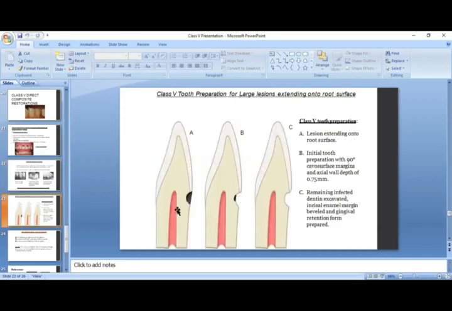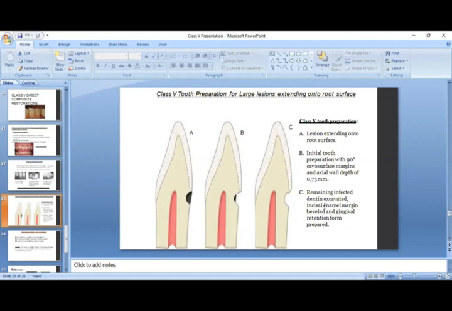This is the class 5 caries lesion, which is extending into the root surfaces. For the initial preparation, the cavosurface margin should be 90 degrees and the axial depth should be 0.75. Axial depth means the depth from here to here, where we have removed the carious region. That depth is 0.75 millimeter.